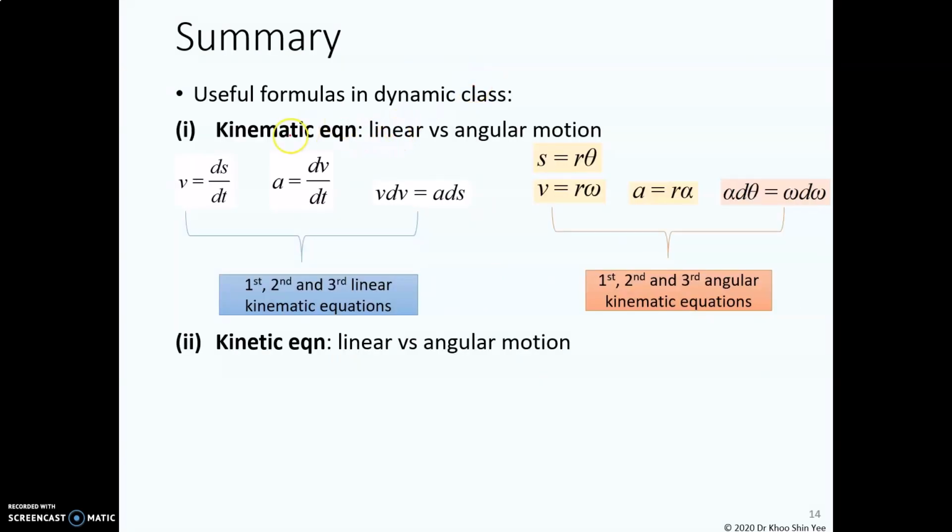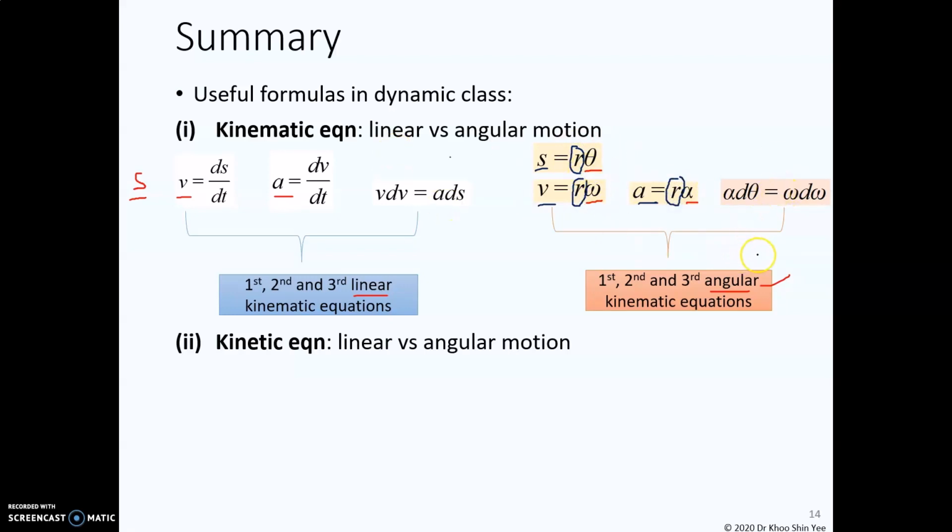In summary, these are the useful kinematic equations for a particle, in terms of linear motion and angular motion. In linear motion, what we are interested in is the displacement, velocity and acceleration. On the other hand, for angular motion, we are interested in the angular displacement, angular velocity and angular acceleration. You see that we can convert the linear motion x, v and acceleration to the angular motion by dividing by r, which is the radius.